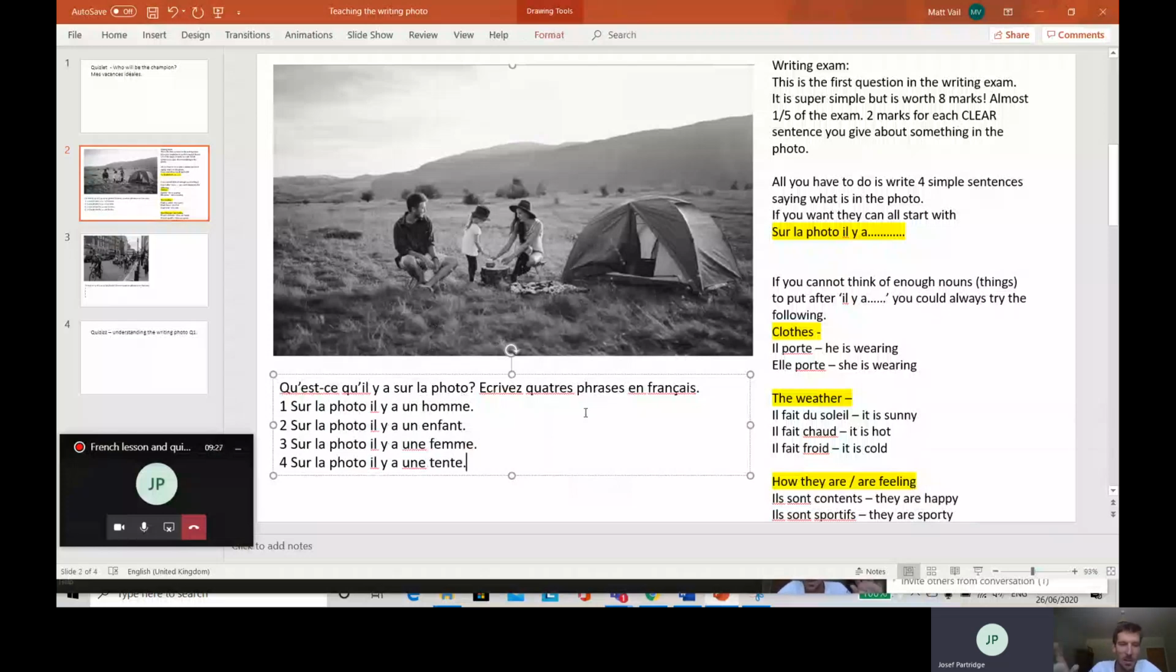So you might as well just write, sur la photo, il y a un homme. In the photo, there's a man. Get your 2 marks that way and move on to the more complex questions. Give yourself more time for the more complex questions.